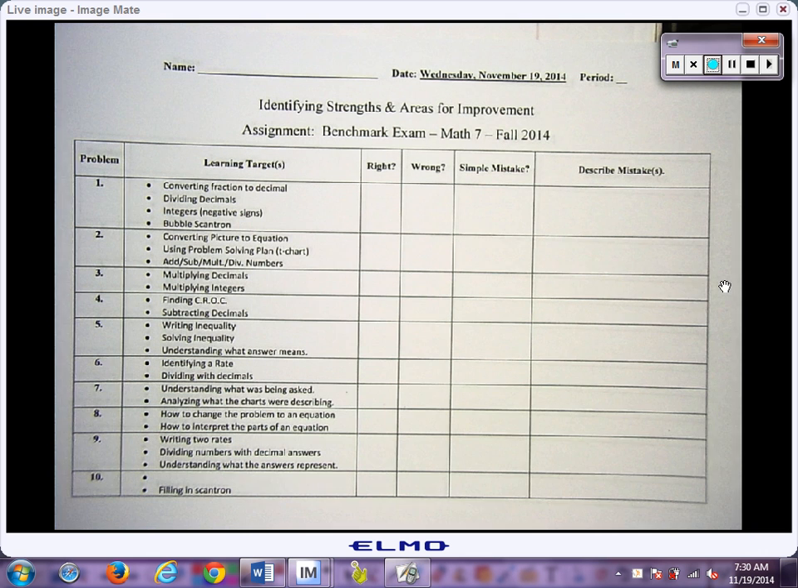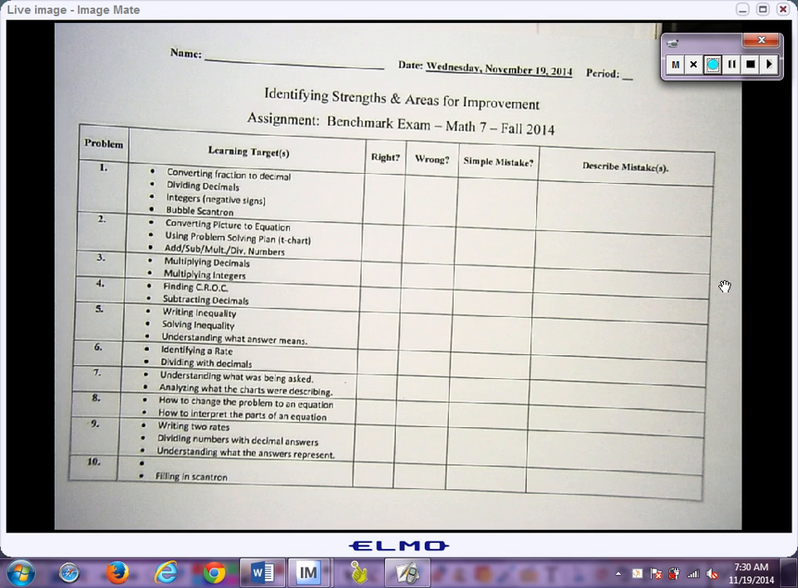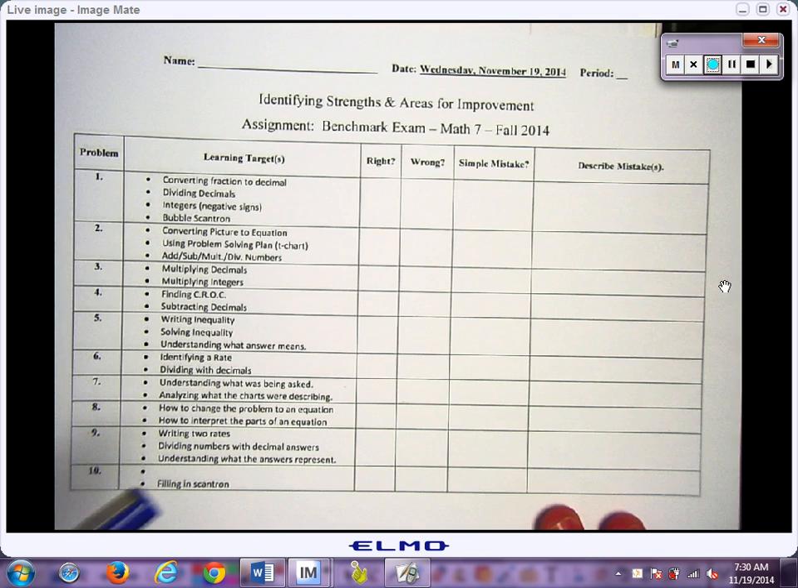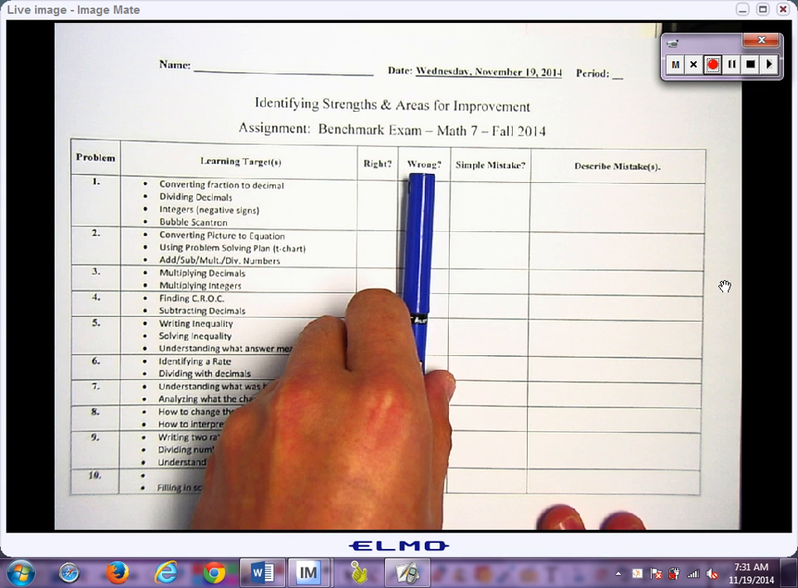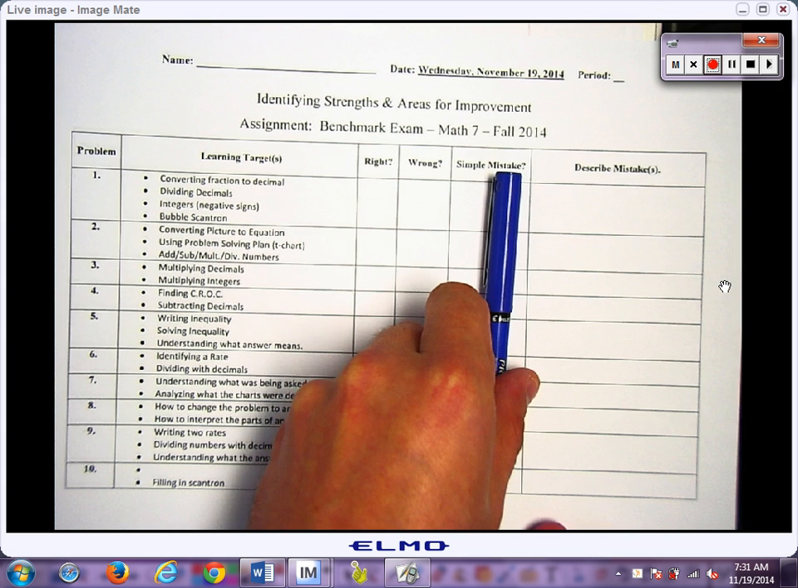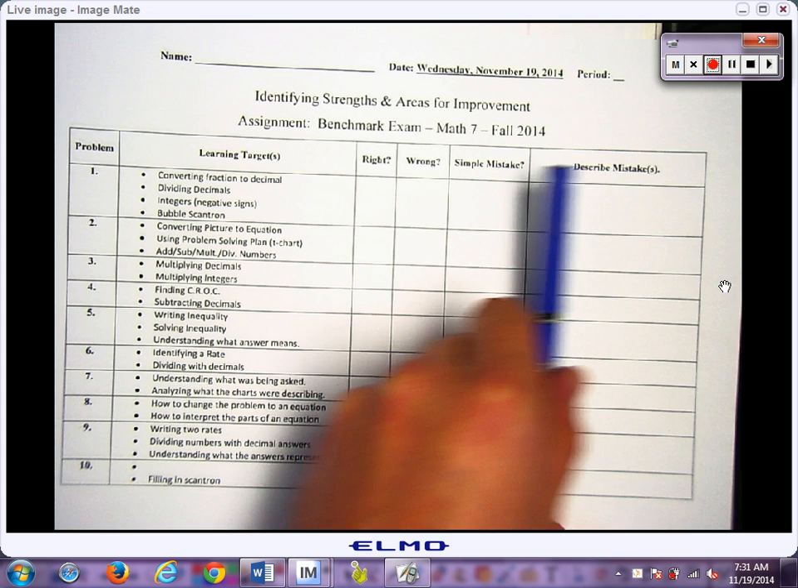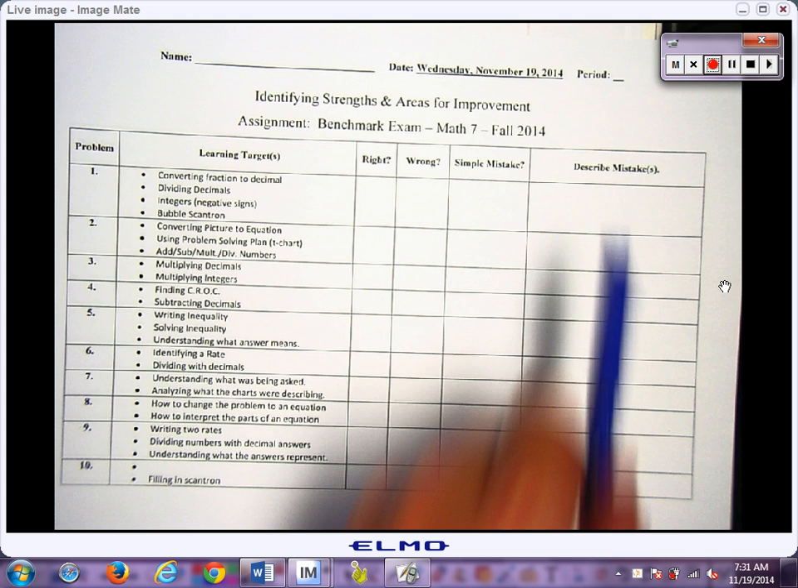Alright classes, today you are going to look at your first benchmark exam that you took this month, and we're going to break down what your strengths and areas for improvement are based on the results you get. First of all, you're going to have this sheet that gives you all 10 questions, and as you watch the video, you're going to check mark either you got the answer right or wrong. If you got it wrong, was it a simple mistake, something very basic maybe? Whatever your mistake was, if you made one, please describe it very briefly in the space over here.